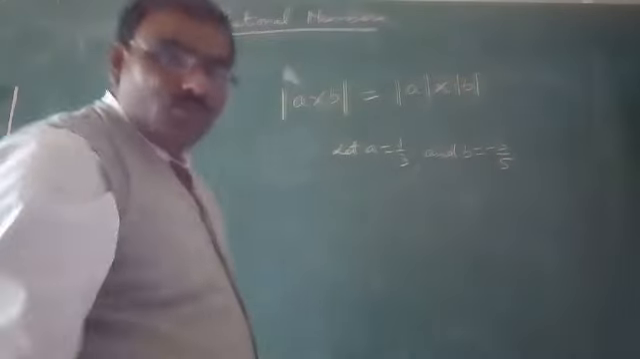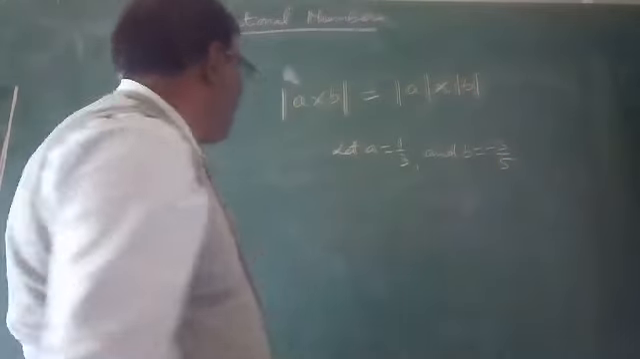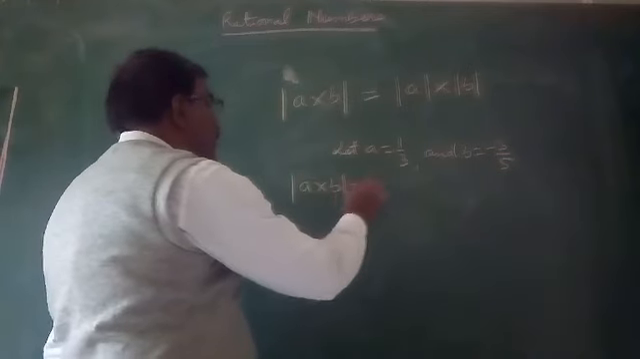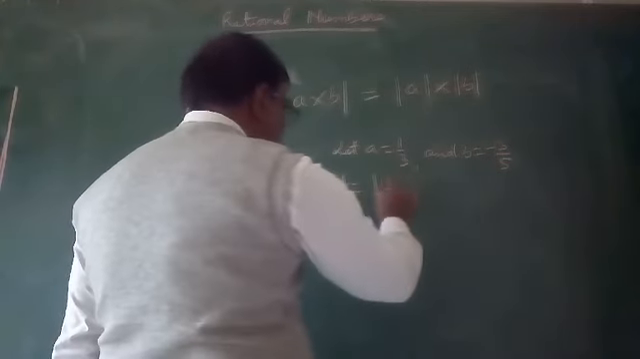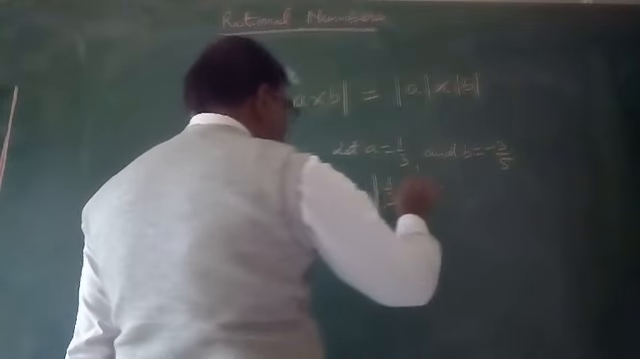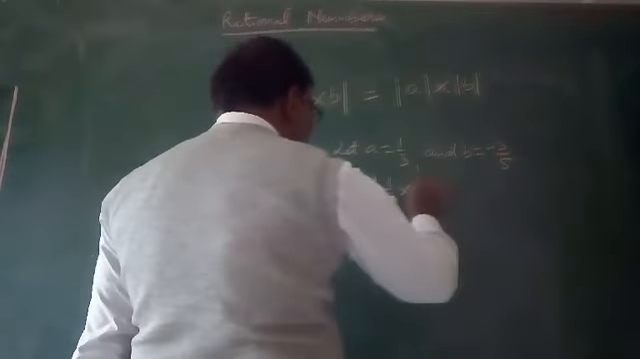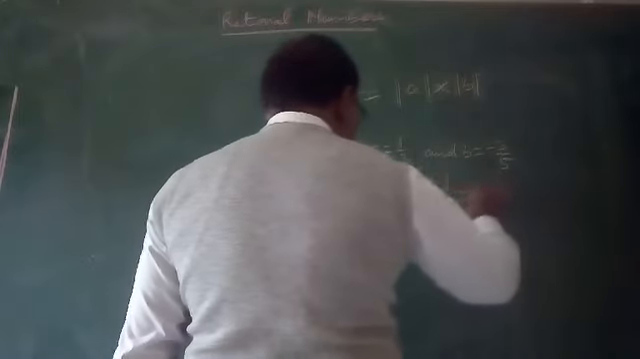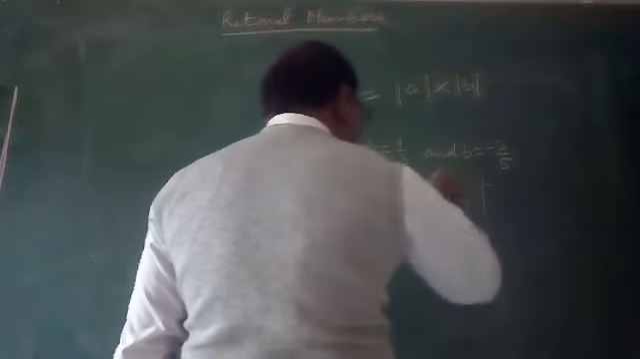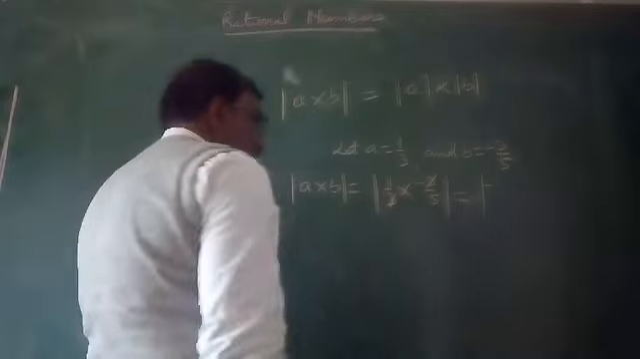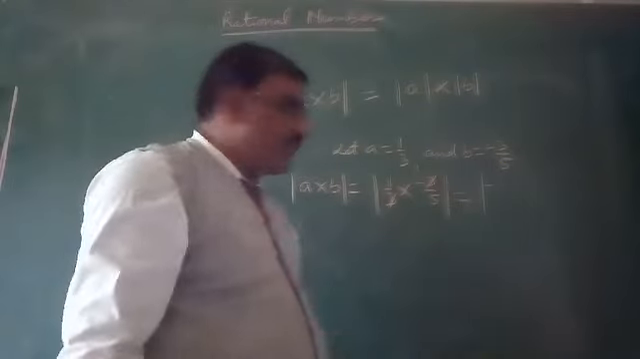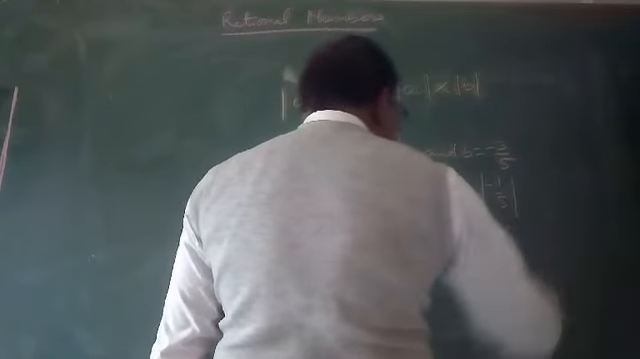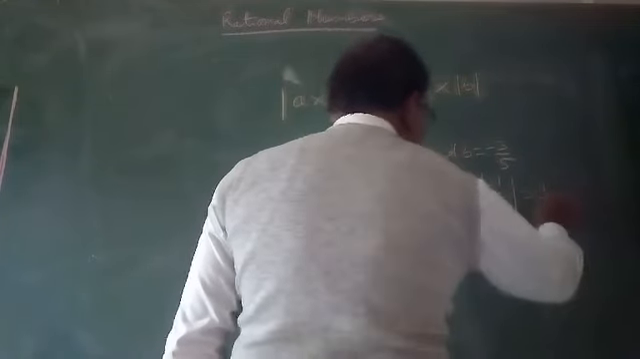First of all, we find A into B. A into B equals 1 by 3 multiplied by -3 by 5. This will be, 3 cut by 3, then it will be -1 by 5. The absolute value of -1 by 5 equals 1 by 5.